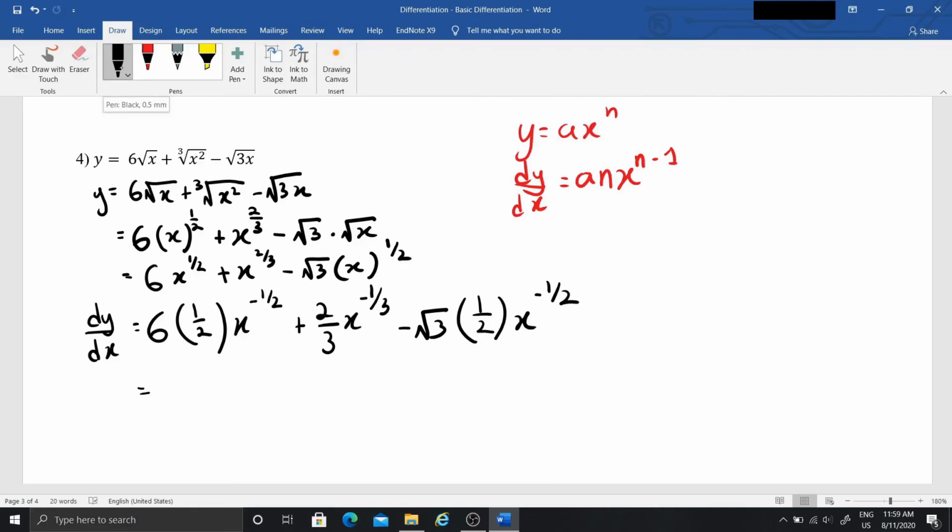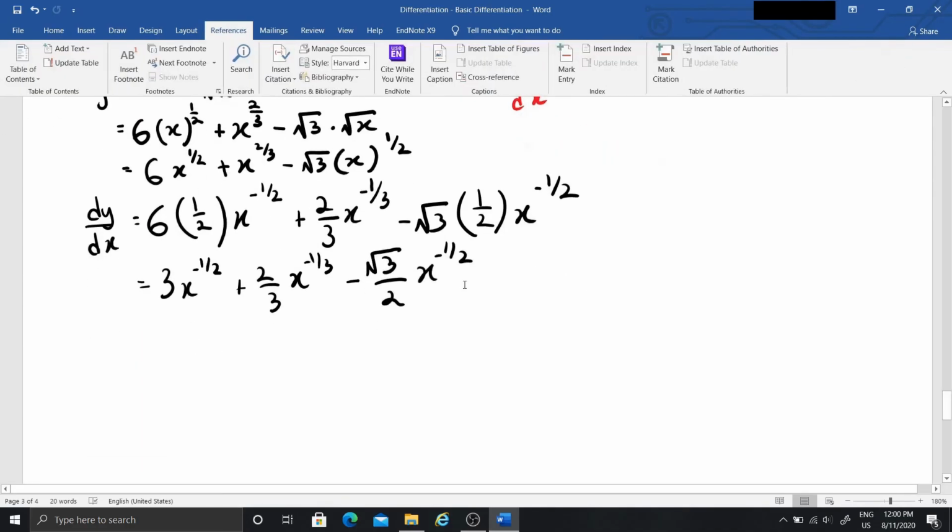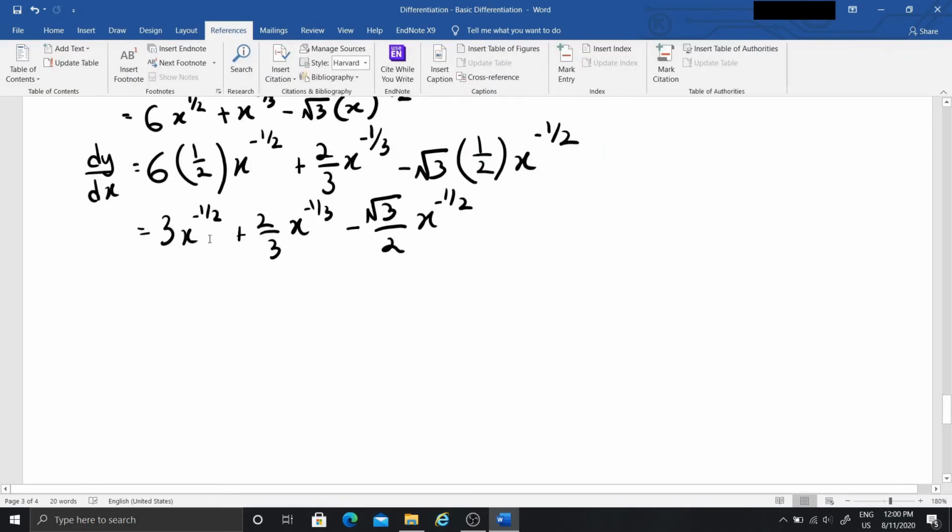So here will be 3x^(-1/2) plus 2 over 3 x^(-1/3) minus square root of 3 over 2 x^(-1/2). Again, depending on your syllabus, you can leave the answer as it is, or you can simplify it further to remove the negative power. You will get 3 over square root of x, because we know the denominator, there's a fraction here, you can convert it into square root x.